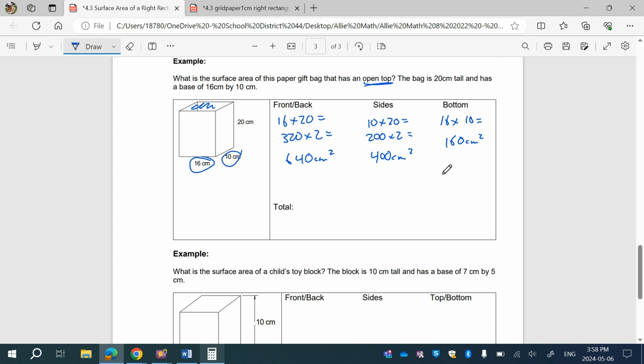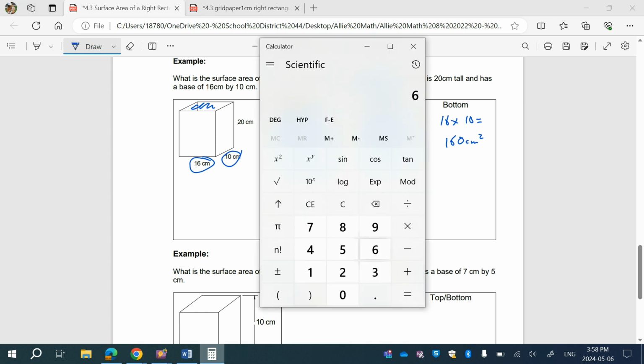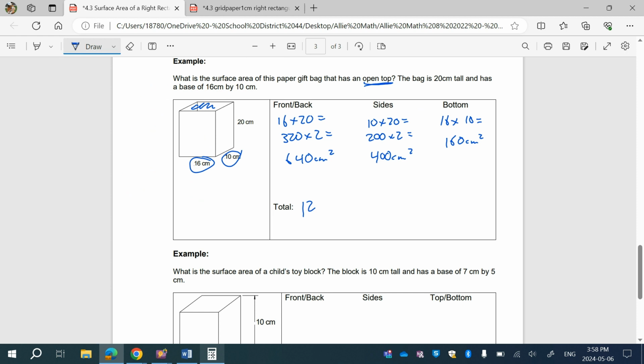Now, let's add it up. We're going to get a nice round number. 640 plus 160 plus 400 equals 1,200 centimeters squared. That seems like a big bag. Maybe, maybe not.